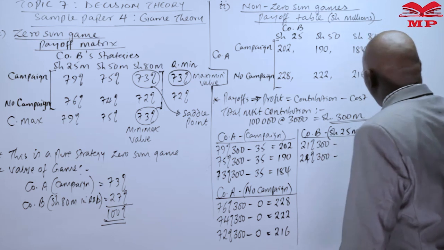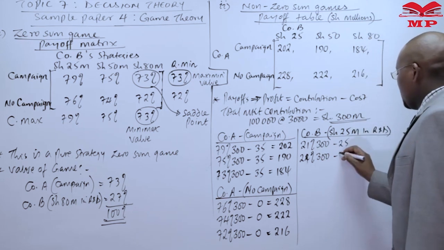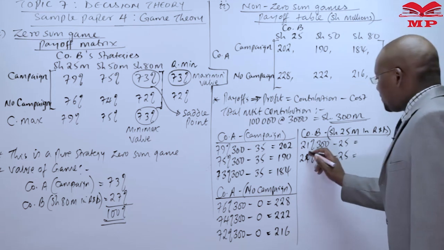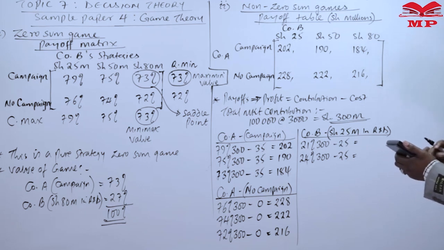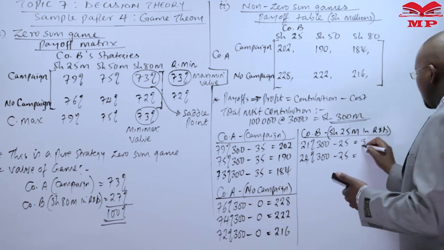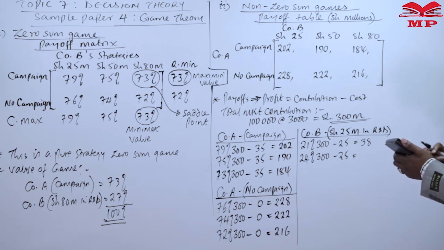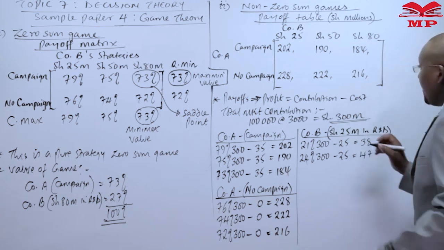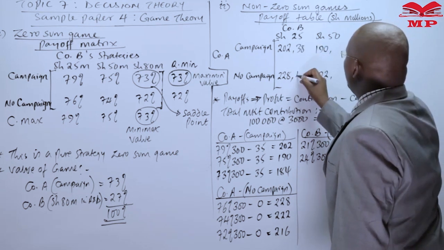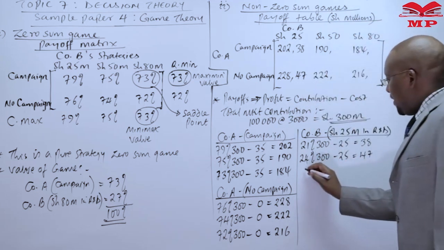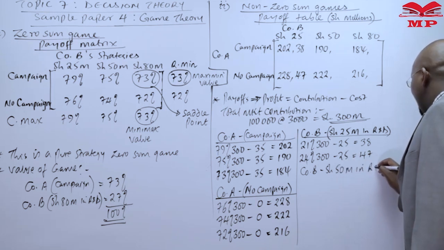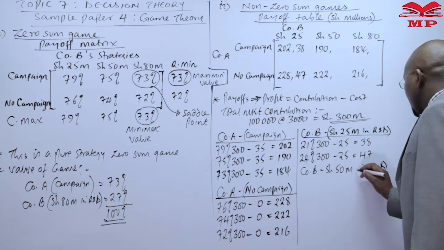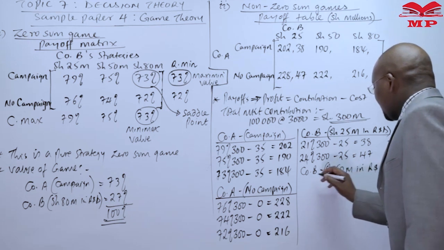300 minus the amount of money that we are spending, which is 25 million under this decision. So 24%. What will happen? Let's see. 0.21 times 300 minus 25 is giving us 38. And 0.24 times 300 minus 25 is giving us 47. We come and indicate here 38 and then 47. Then we have company B investing shillings 50M in R&D, investing 50 million in R&D.